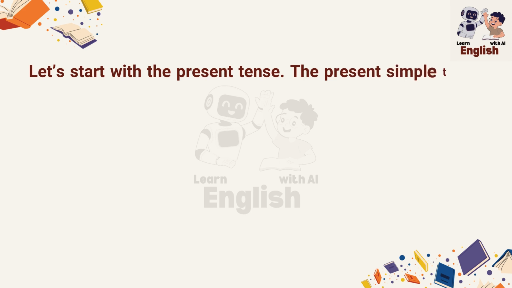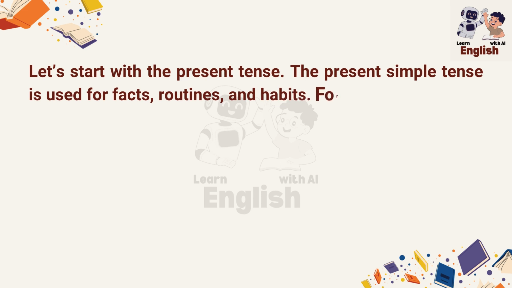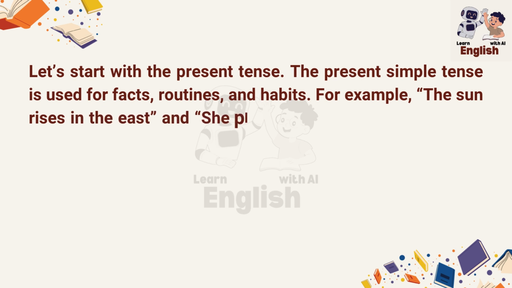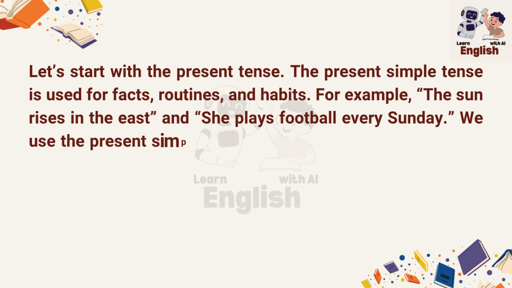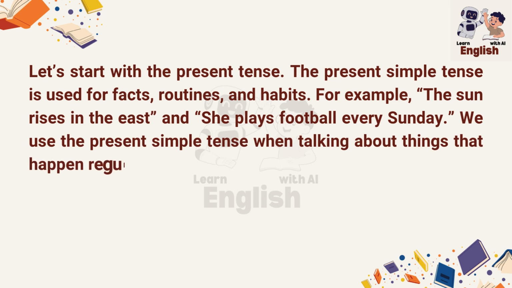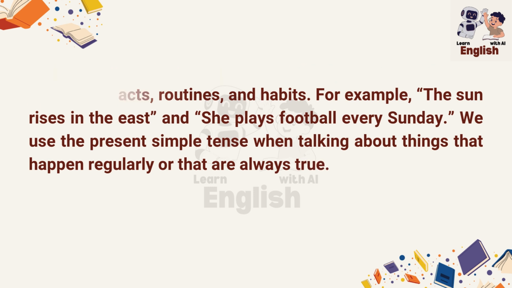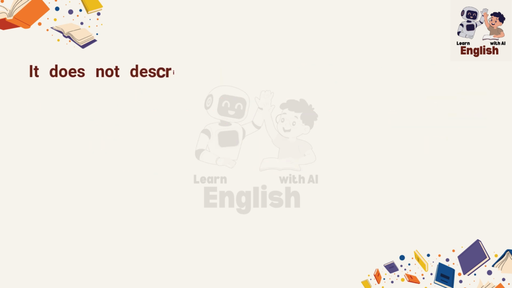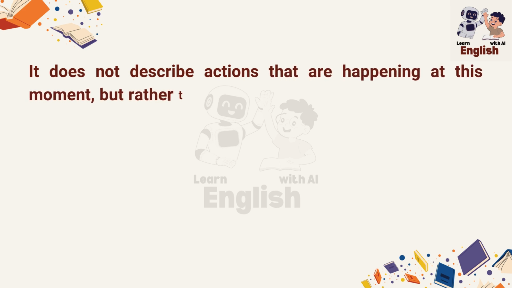The present simple tense is used for facts, routines, and habits. For example, the sun rises in the east, and she plays football every Sunday. We use the present simple tense when talking about things that happen regularly or that are always true. It does not describe actions that are happening at this moment, but rather things that are generally true.